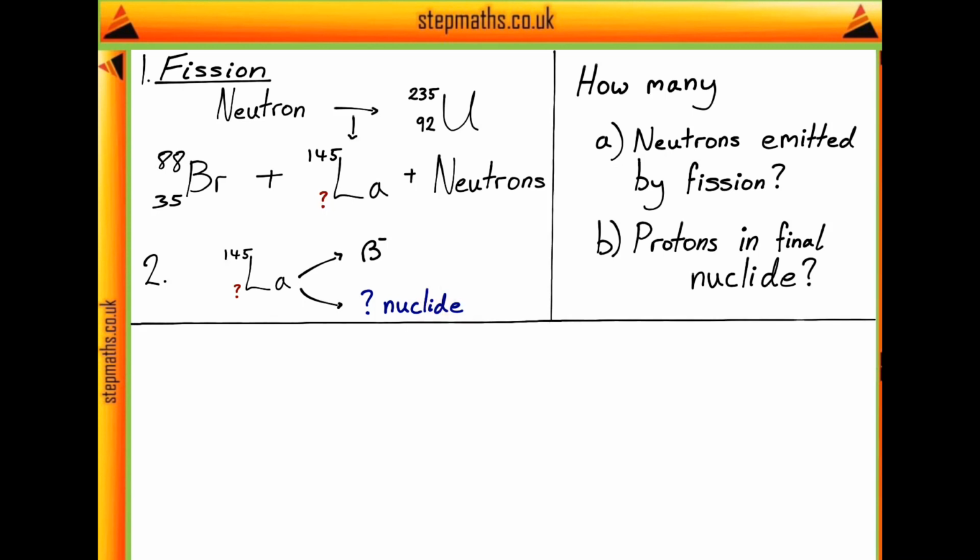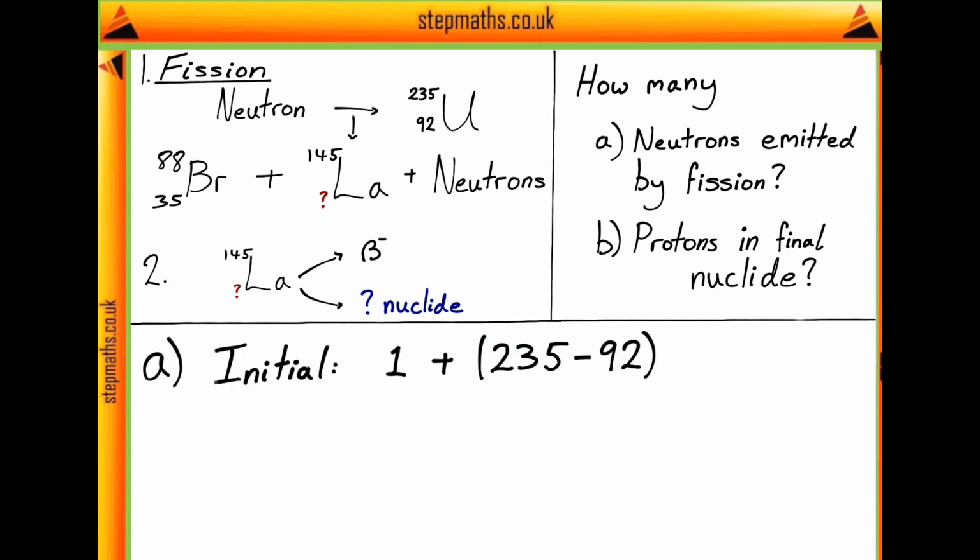So first, let's try and find the number of neutrons emitted by the fission reaction. Now, we know the number of neutrons should be conserved in this reaction, so we can compare the initial number of neutrons to the final number of neutrons. Initially, we have the one neutron which collides with the number of neutrons in the uranium nuclide. Now, since the top number, 235, is the atomic mass of the nuclide and 92 is the proton number, taking 92 from 235 should give us the number of neutrons in the nuclide. This gives us an initial number of neutrons of 144.